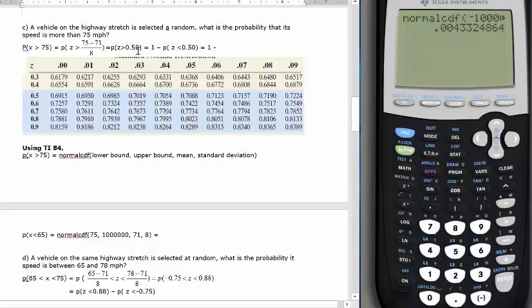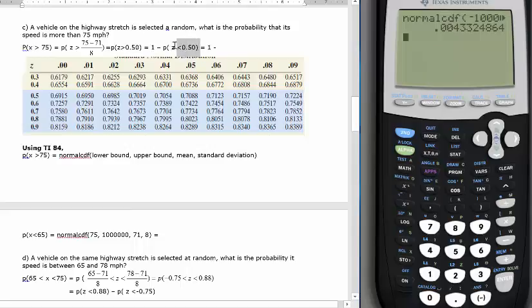Now, in order to use the table to find this answer, the table produces areas to the left of the Z-scores, but when I say probability of Z more than 0.5, we want to go to the right of 0.5. The table doesn't do that, but there is a relationship between the area to the left and area to the right. If you add them up, you should get 1. So in order to find the answer here, you do 1 minus probability of Z less than 0.5.